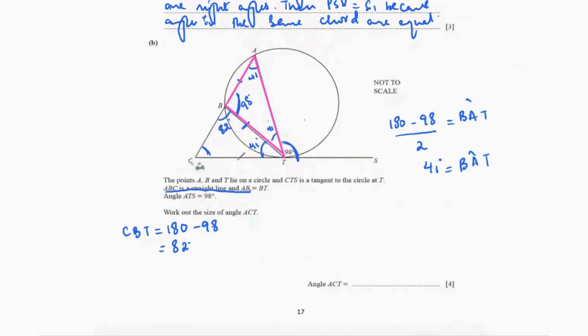So if I use CBT, ACT is going to be 180 minus 82 minus 41. Either way, it's going to be the same thing. That gives us 57 degrees. That's your value of angle ACT. Simple as that.